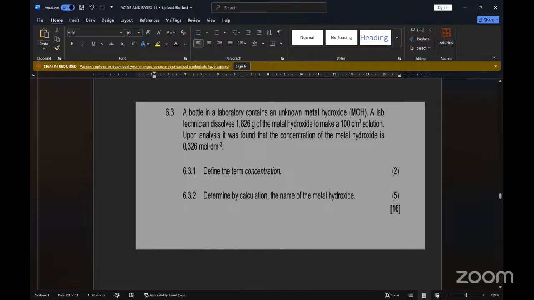So you say concentration is the number of moles dissolved in 1 dm cube of solution. So, this is 6.3.1. You say concentration is the number of moles of a solute dissolved in 1 decimeter cube of solution. That is concentration, the definition of concentration.